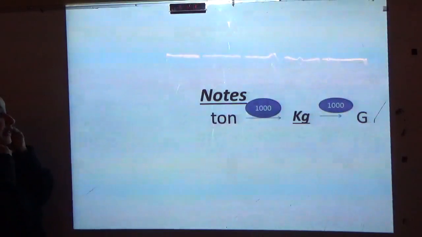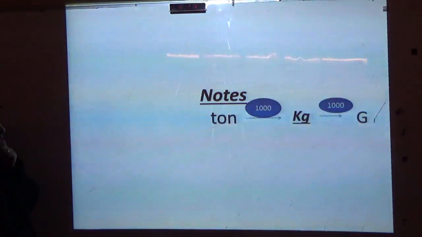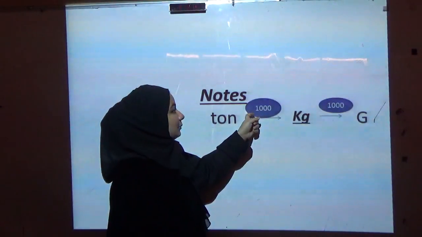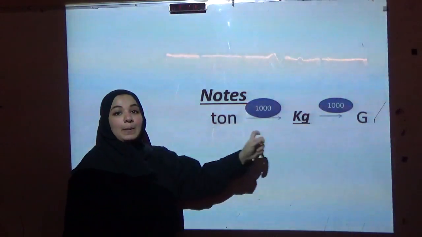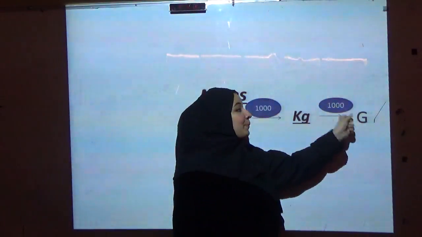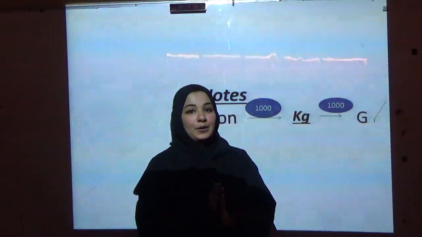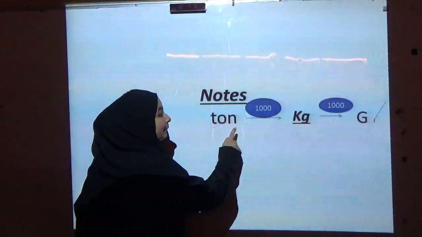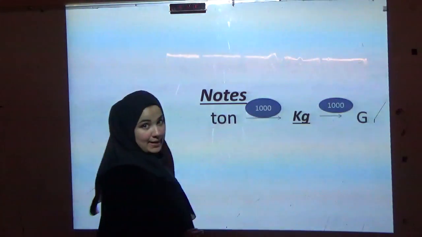Now, if I need to change from ton to kilogram, I multiply by 1,000. And from kilogram to gram, I also multiply by 1,000. This is how I can change from ton to kilograms to grams.